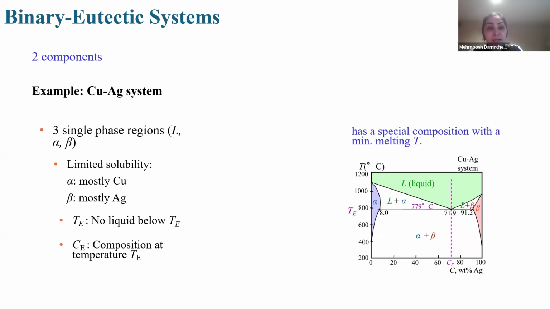Okay, binary eutectic systems. What's the meaning of binary? If you remember from the previous video, binary means we have two components. But in eutectic systems, we have three single phase regions. The first one, liquid, that you see as green color here.